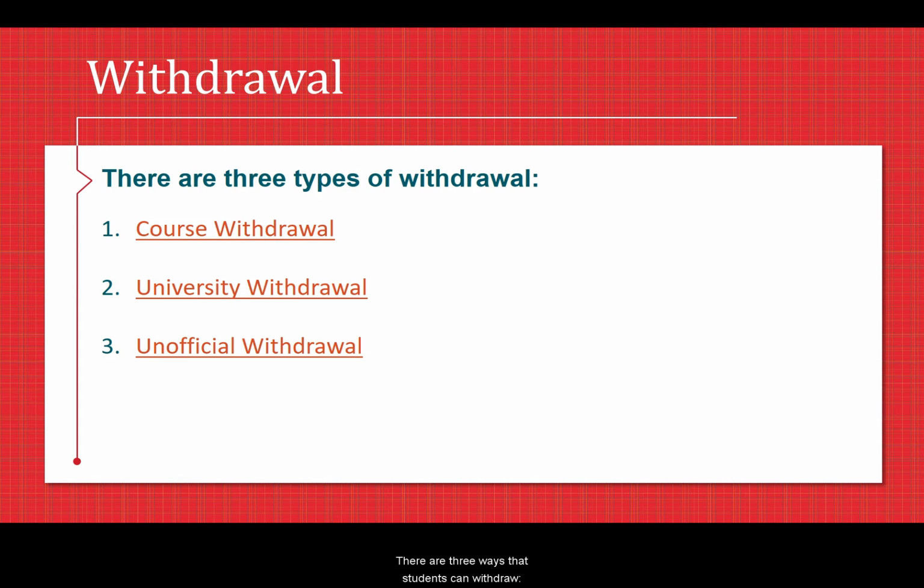There are three ways that students can withdraw. They can withdraw from a course, they can follow the official procedures to withdraw from the university, or, on occasion, a student may just stop attending without any knowledge on the part of the university. This is called an unofficial withdrawal.